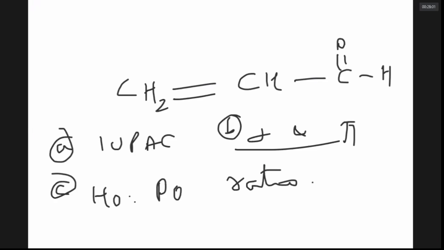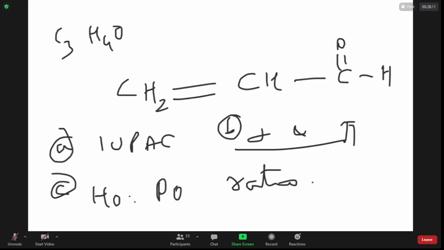Now the number of sigma and pi bonds. To know sigma and pi bonds, work out the formula: C3H4O. The total number of atoms is 8, so sigma bonds are 7 because it is an open chain structure. Pi bonds are obviously 2.